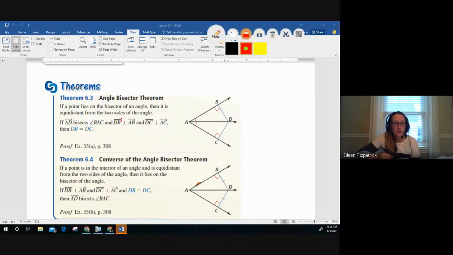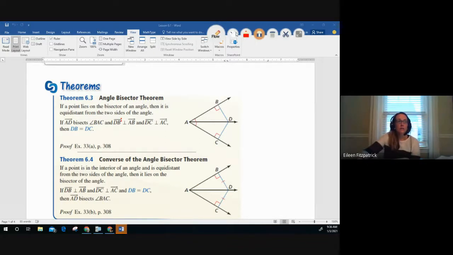So I can come to the conclusion that this angle, angle ABD, is congruent to this angle, angle CAD. Therefore, AD is the angle bisector. Okay, so again, I'll just read the theorem, but it says if a point is in the interior of an angle and it's equidistant from the two sides of the angle, then it lies on the angle bisector. All right, so that's the converse of the theorem.